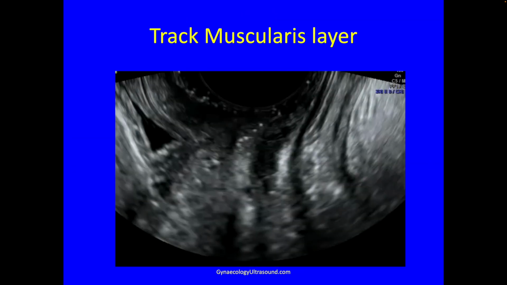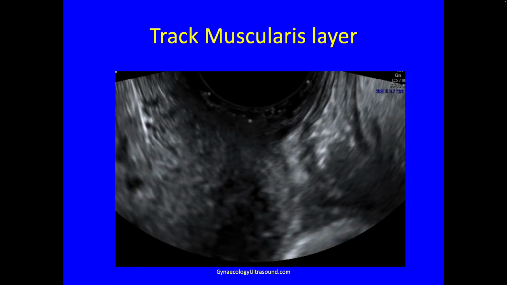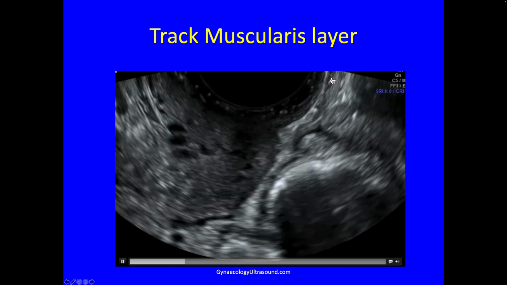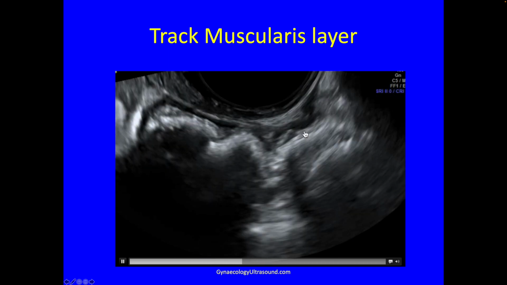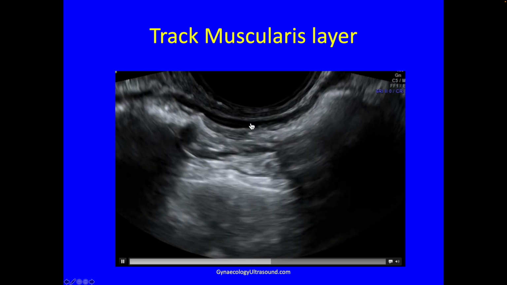You withdraw the probe a little bit below the cervix, and then you look for that layer, which you can see just there. There's serosa, there's the muscularis, and then keep your eye on that layer as you very gently introduce the probe. You can see I'm following it, and you can see I'm tracking it through the second rectal curve.